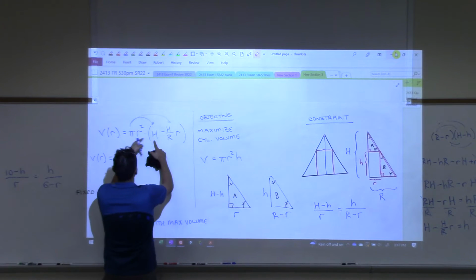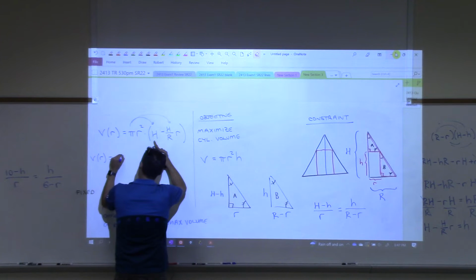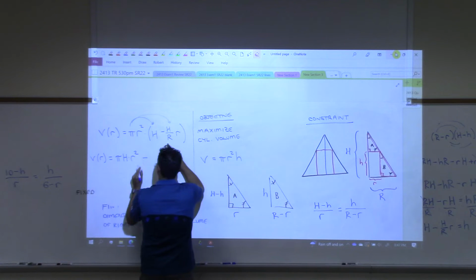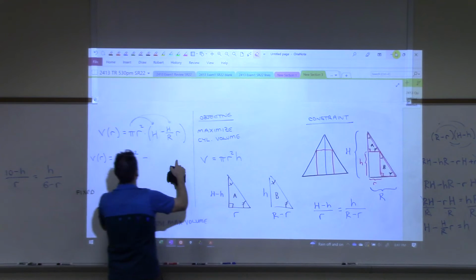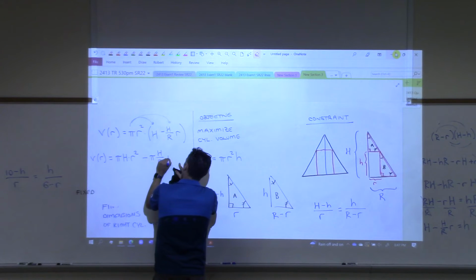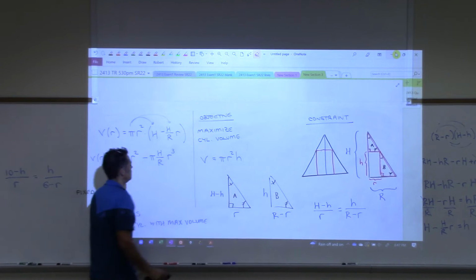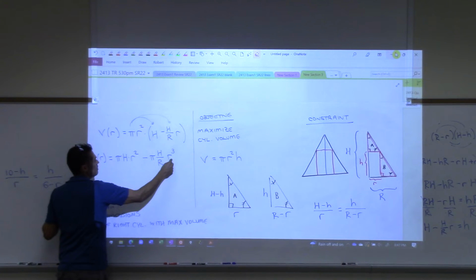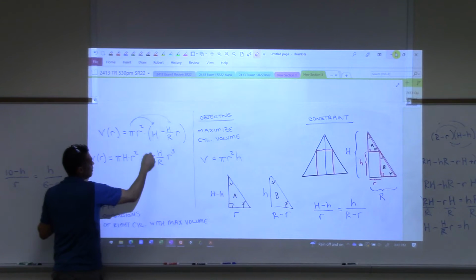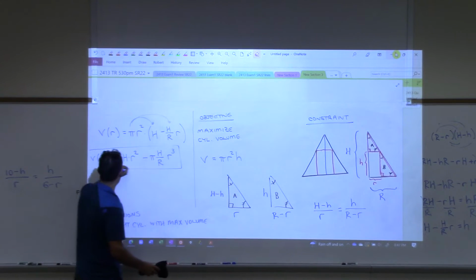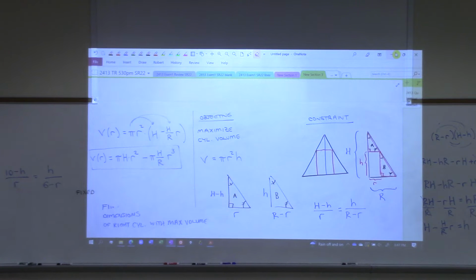When I multiply these two together, the pi is a constant, the capital H is a constant, the r squared is there, minus, when I multiply here to here, the pi is a constant, the capital H is a constant, capital R is a constant, little r cubed. All that happens is this gets another r on it, and then the H over R and the pi. This is my objective function of a single variable.